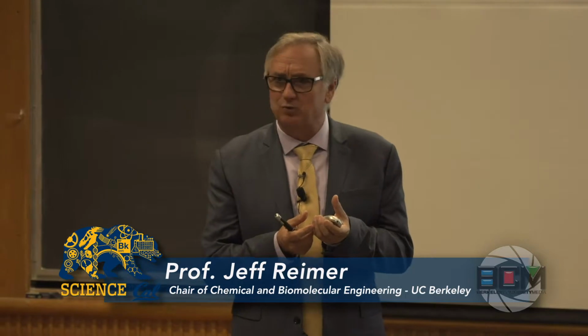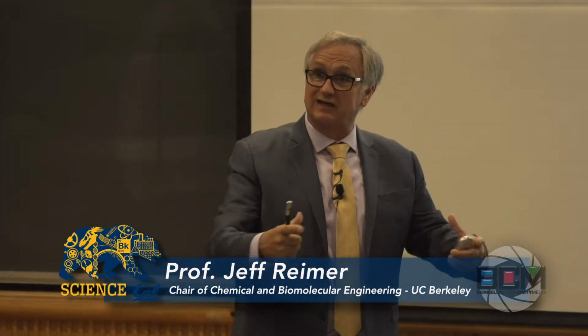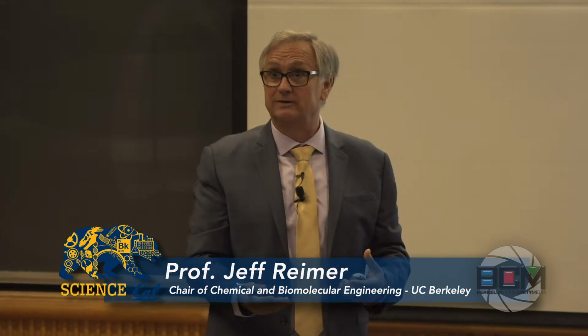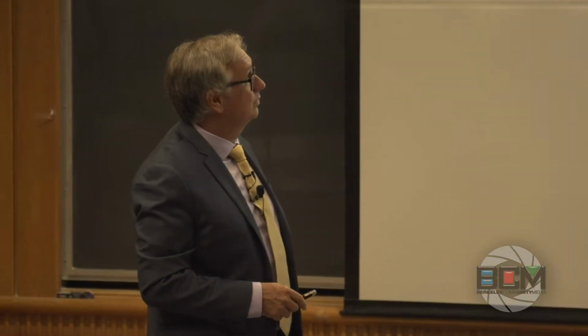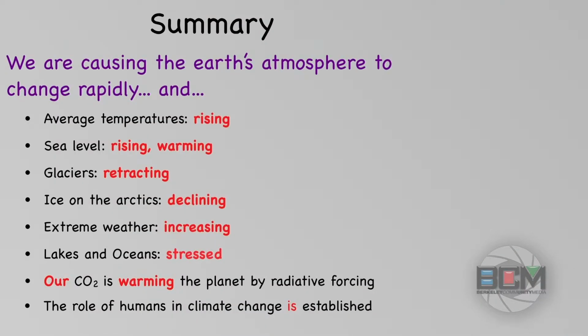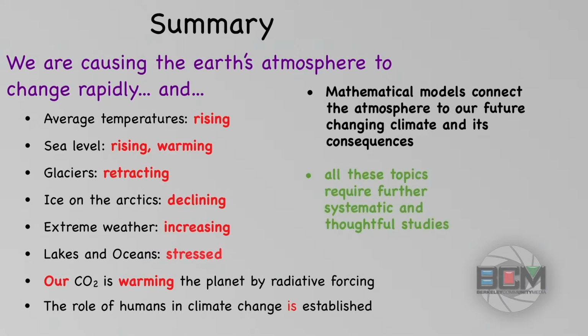Why does the Arctic get warmer faster? Well, right now it's covered with ice and it reflects a lot of sunlight. As the ice retreats, it exposes rock. Rock absorbs sunlight and heats up more. And so this is one of the reasons why the Arctic is going to warm up sooner. So we have all these things happening, and mathematical models tell us what's going to happen in the future. And all these topics require the best minds going forward.